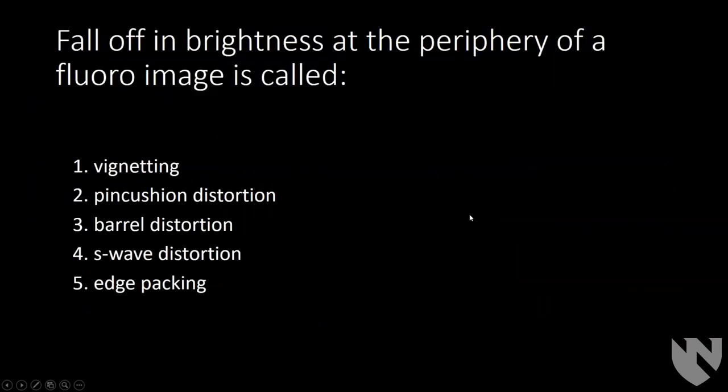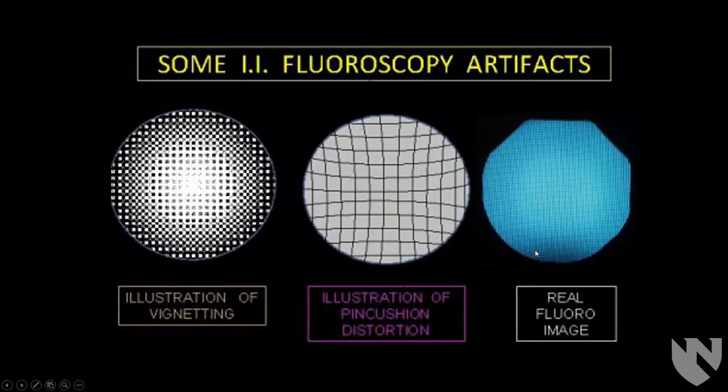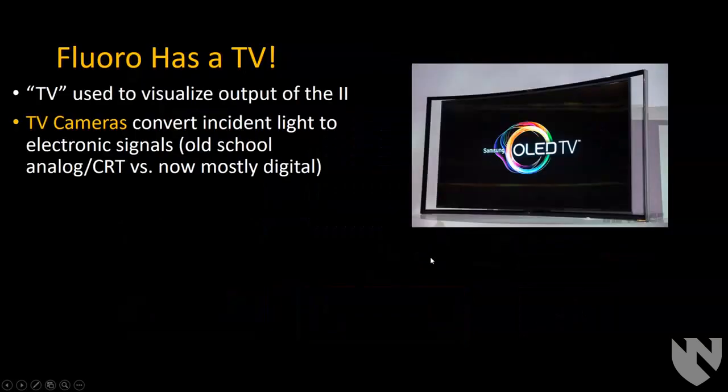Okay, a fall in brightness at the periphery of a fluoro image is called, let you think about that for a second. Okay, so it is vignetting. So here is an example of vignetting. Vignetting, basically things in the center would be brighter than things on the periphery. And then another example of what we talked about, that pincushion distortion, where even though these were straight lines, they would look curved towards the periphery. And this is an example of that in a real fluoro image where the center is brighter and the lines maybe look a little bit curved or a little bit more compressed towards the periphery.